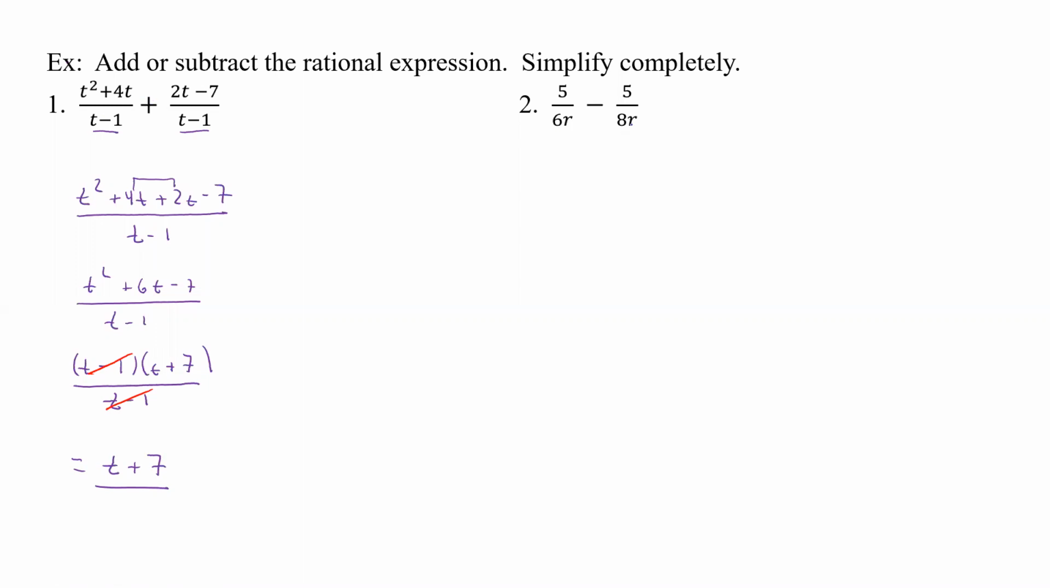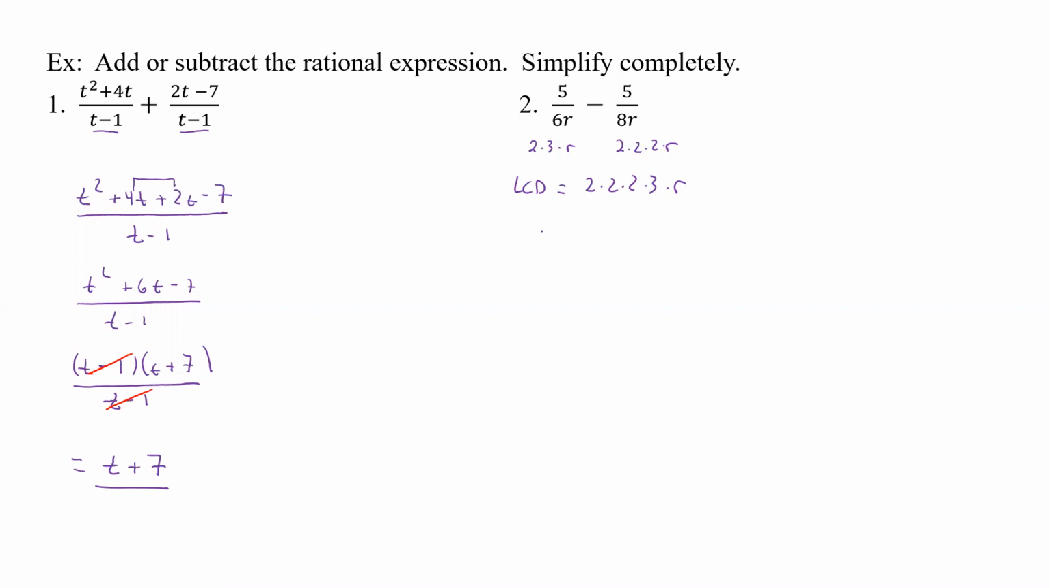All right, so here we do not have a common denominator. We have 6r and we have 8r. What is 6? That's 2 times 3 times r. 8 is 2 times 2 times 2 times r. And so our LCD is going to be 2 times 2 times 2 times 3 times r. We have three 2s, one 3 and one r. And so that's going to be our LCD.